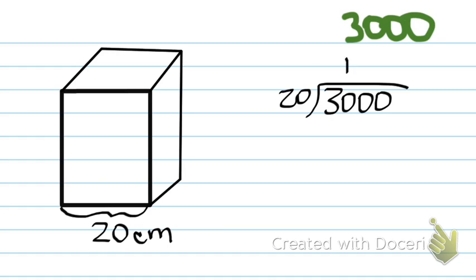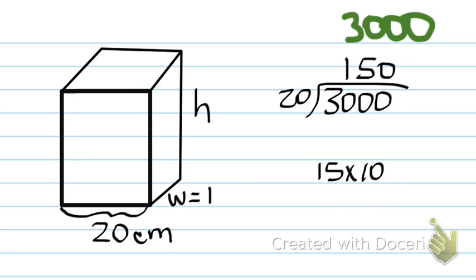I know 20 will go into 3,000 150 times. So that means that I need a width and a height that multiply together to give me 150. So I could do 15 times 10 to give me my 150. So I might make this 10 and make this 15. All right, so clearly this box would not be to scale if those were my dimensions. So we'll just go with that.